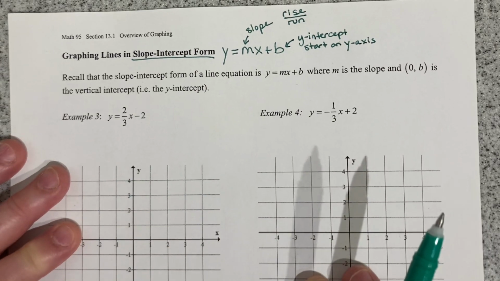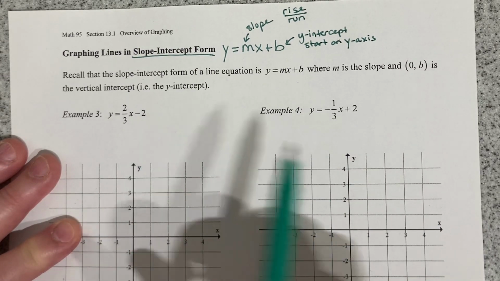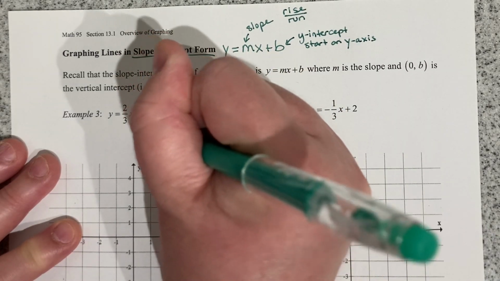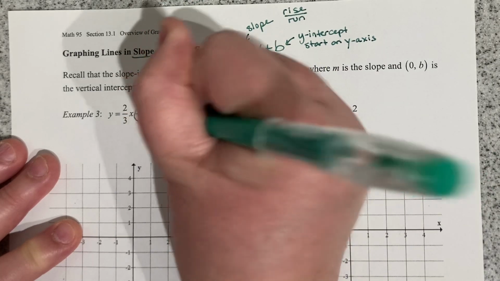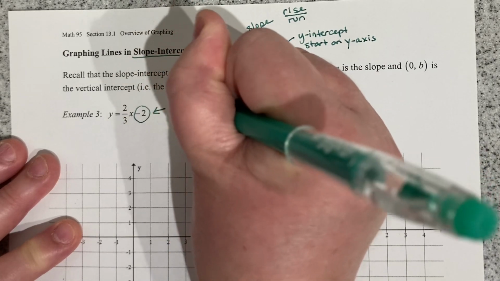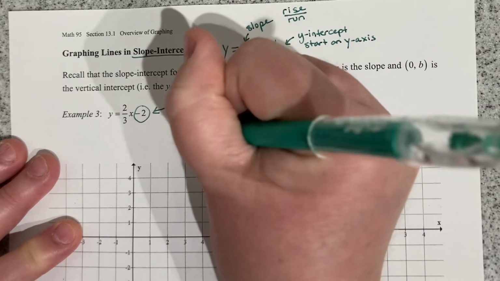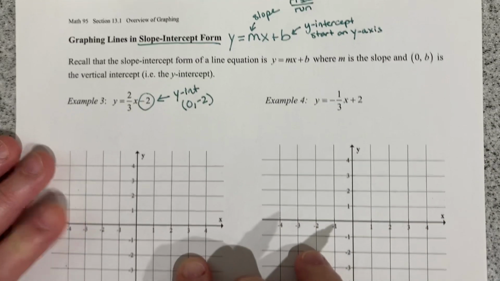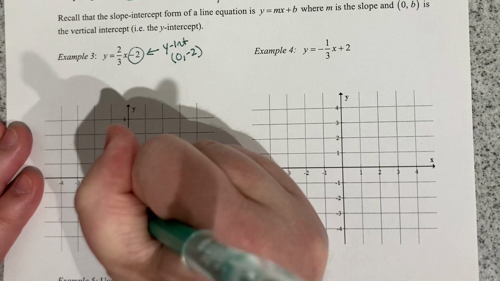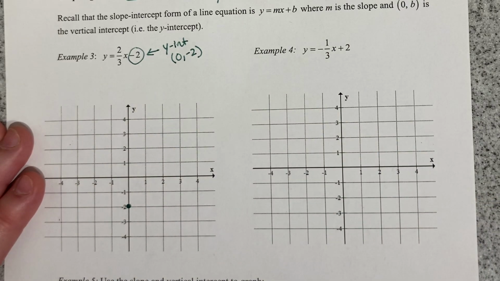So let's review that. So in this problem, first thing we look for is this plus b. So that means the y-intercept is the point (0, -2). That's where we're going to start on the y-axis. So we start where y is -2.